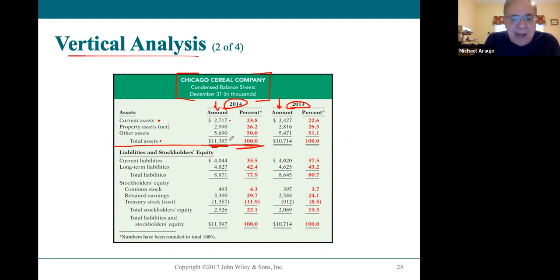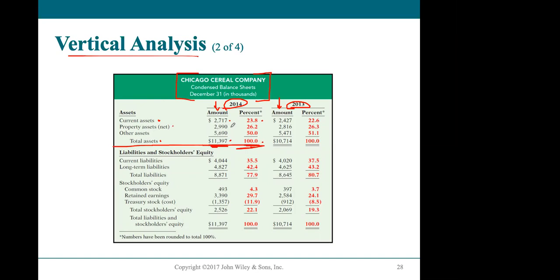$2,717 out of $11,379 means that current assets are 23.8% of the whole amount of assets they have.